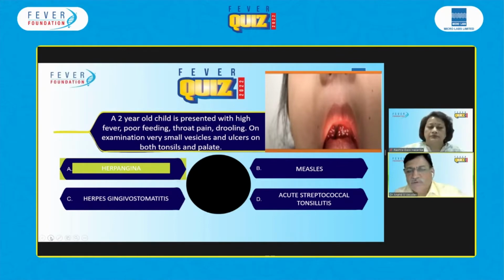And of course, we know about the streptococcal tonsillitis already informed. So we have to see the lesions, where they are occurring, how they are, whether they are in clusters at a site, and whether they are like vesicles. So we can differentiate between these conditions. So can we have a look at the answers?